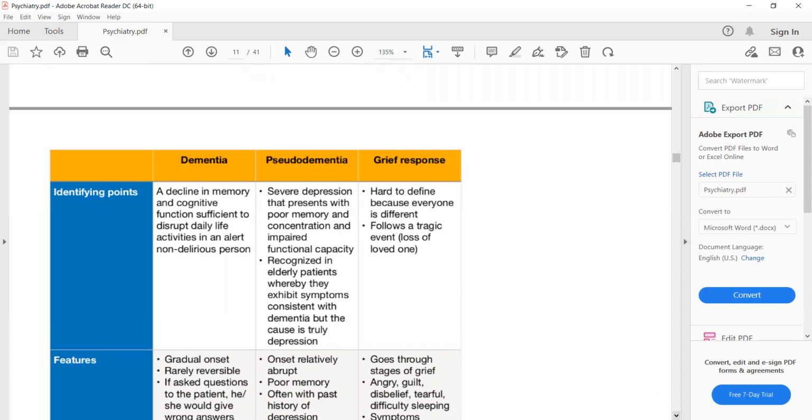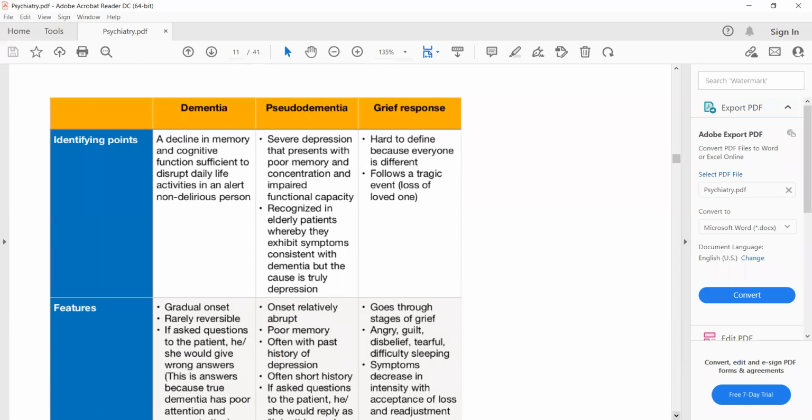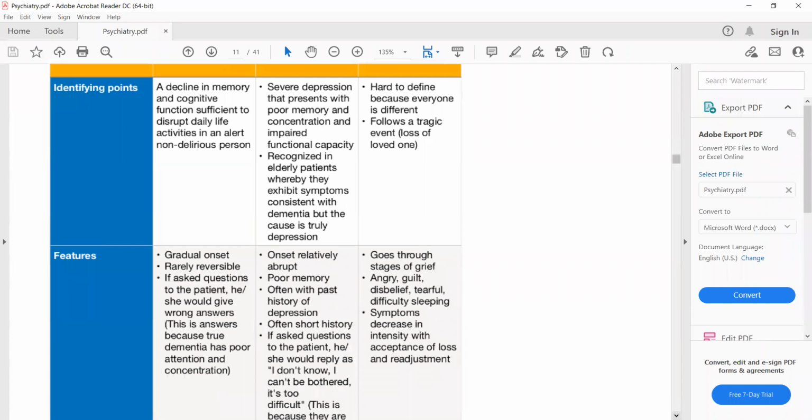So this table will tell us how to differentiate between dementia, pseudo dementia due to depression, and grief response. Grief response is hard to define because everyone is different. The only point that you need to remember is that there are 5 stages of grief response and the symptoms persist for less than 6 months.